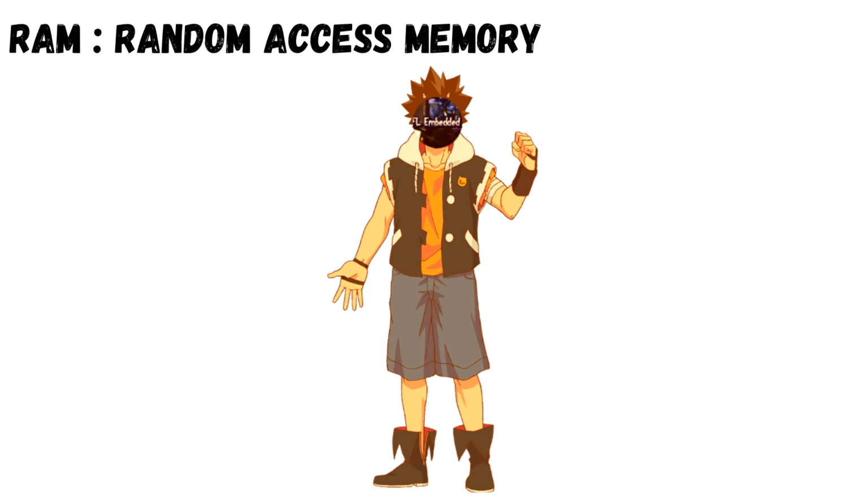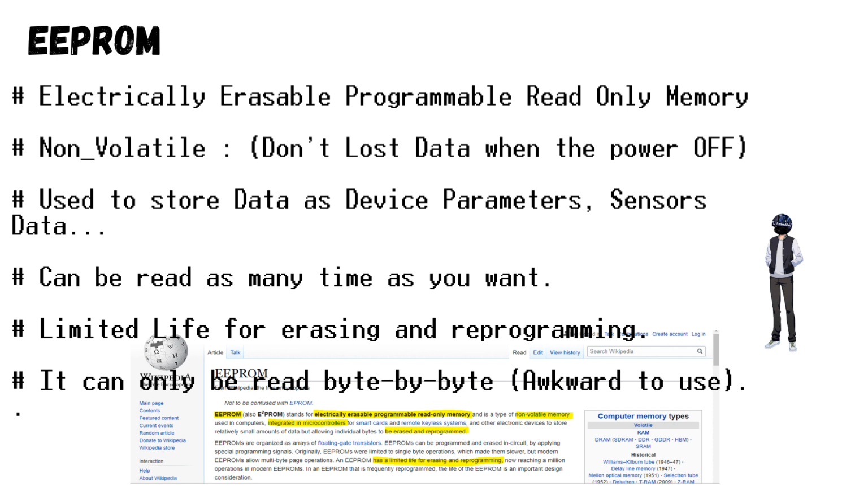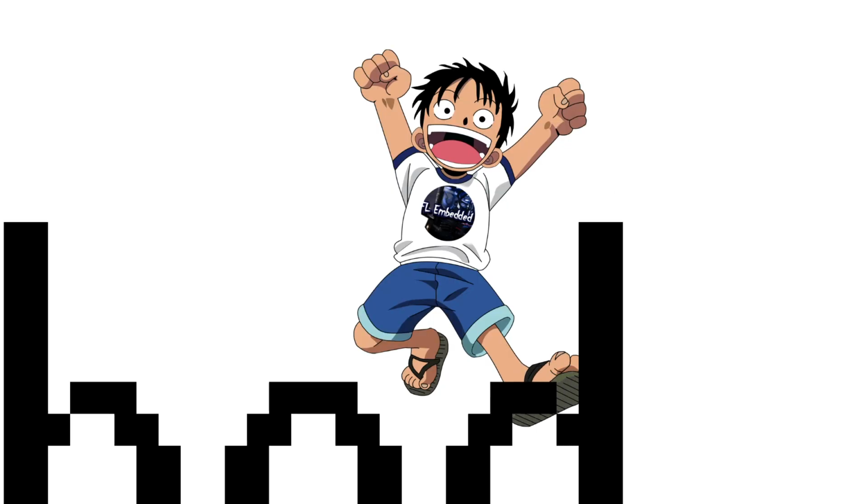Now we're gonna pass to EEPROM memory. EEPROM, electrically erasable programmable read-only memory. EEPROM is not volatile and it offers slow response time both in reading and writing operations. It's used to permanently store data like device parameters and sensor configuration, etc. And also it has a limited life for erasing and reprogramming. Nowadays, modern EEPROMs are reaching about 1 million operations. Okay, we finished with all those memories.